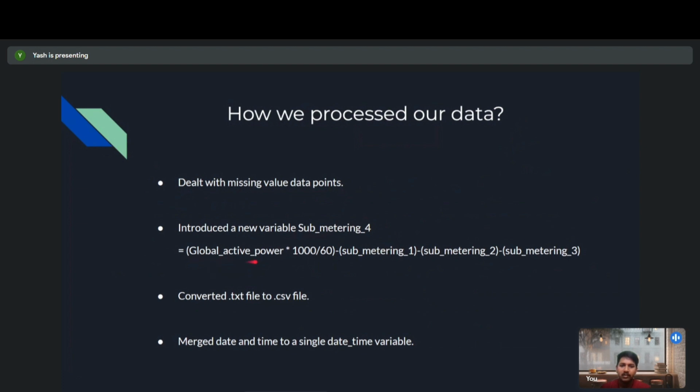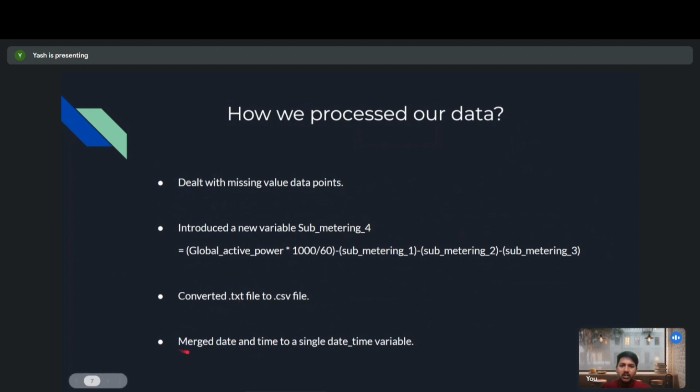For this process, we first converted global active power to watt-hours and then subtracted the sum of submetering 1, 2 and 3. Also, the data we got from the internet was in .txt format and the data columns are separated by semicolons. So we specified the separator between columns as a semicolon. Finally, we changed the .txt file to a .csv file.